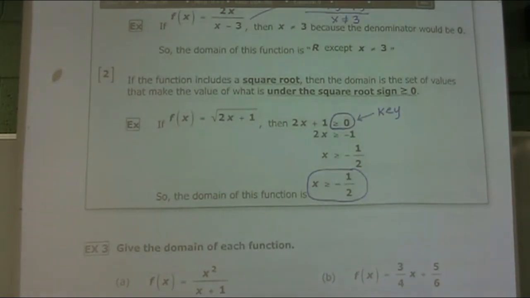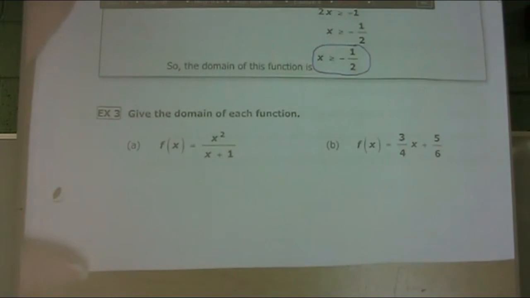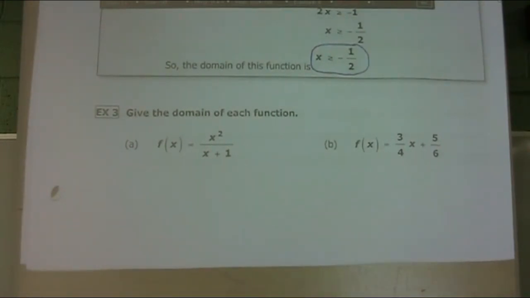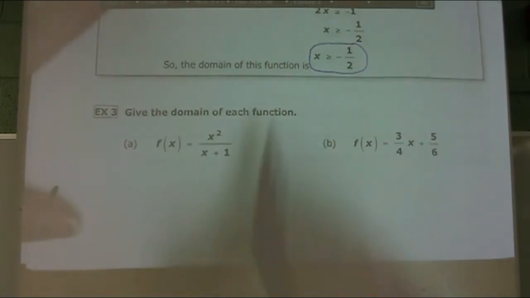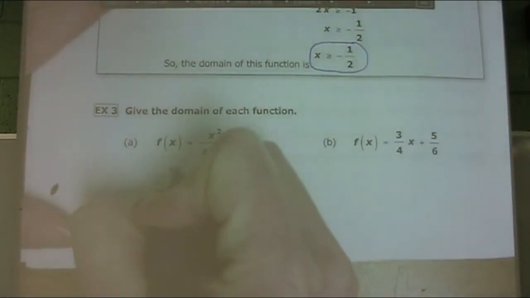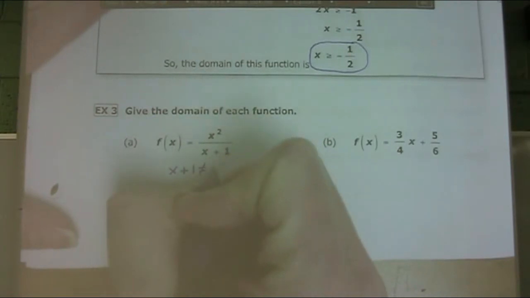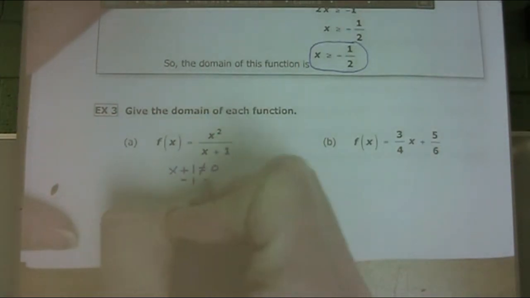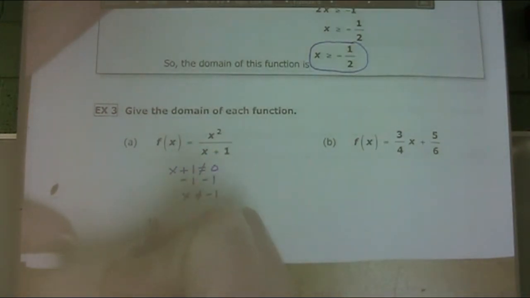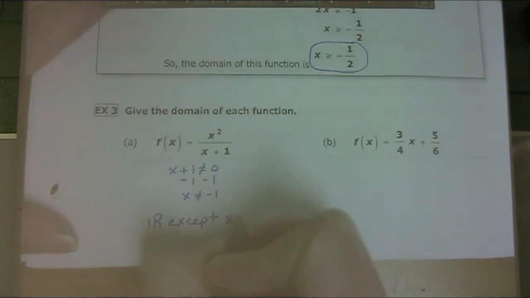So what we're going to do next is go through some examples. First of all, it says give the domain of each function. Now, I've got to ask myself, do I have a fraction and do I have a square root? I do have a fraction. The denominator cannot be equal to 0. So here's what I'm going to do. Set x plus 1 not equal to 0. Subtract 1 from both sides and I get x cannot be equal to negative 1. My domain is all real numbers except x cannot be equal to negative 1. This is my domain.